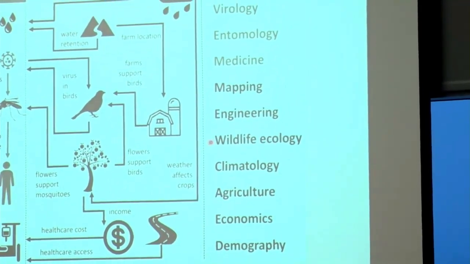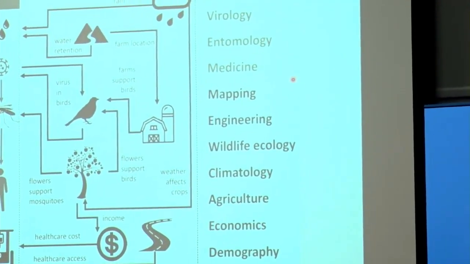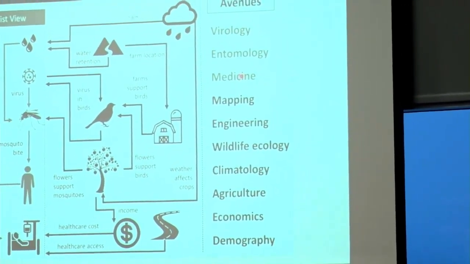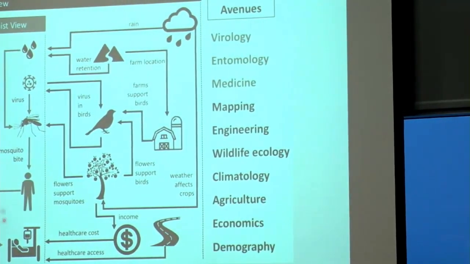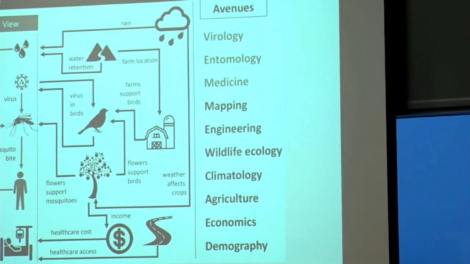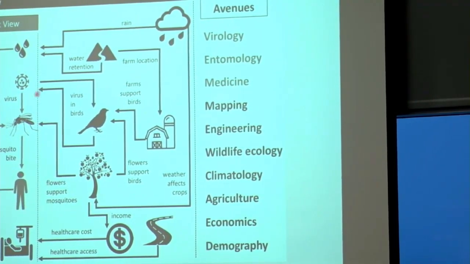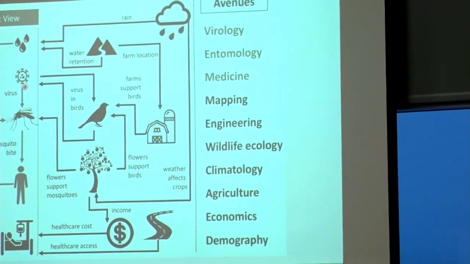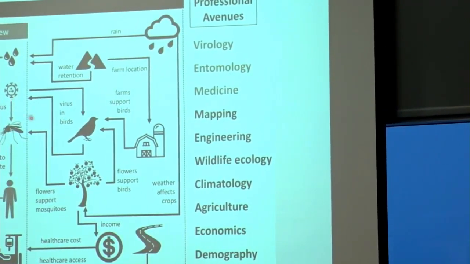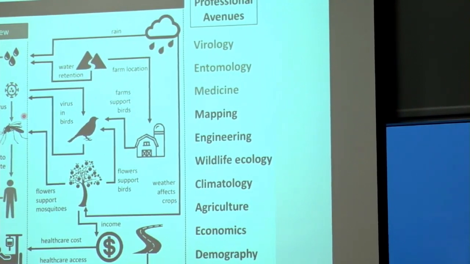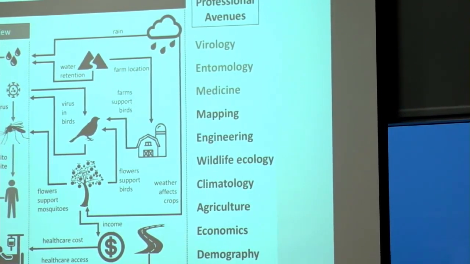Well, if we look at professional avenues that are relevant to West Nile virus, these three in gray, these might be what we identify as relevant to this reductionist view. We might say that we need people that are virologists that study viruses to help us understand this virus. And we need entomologists like myself to help us understand mosquitoes. And then we need doctors to help people when they get sick.